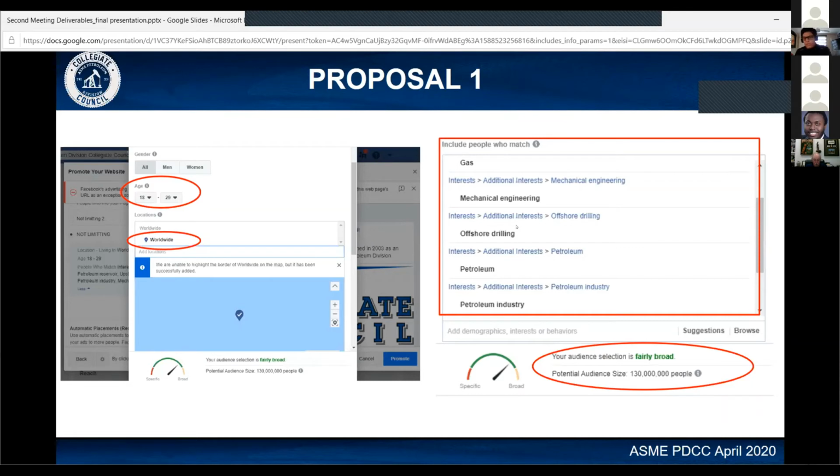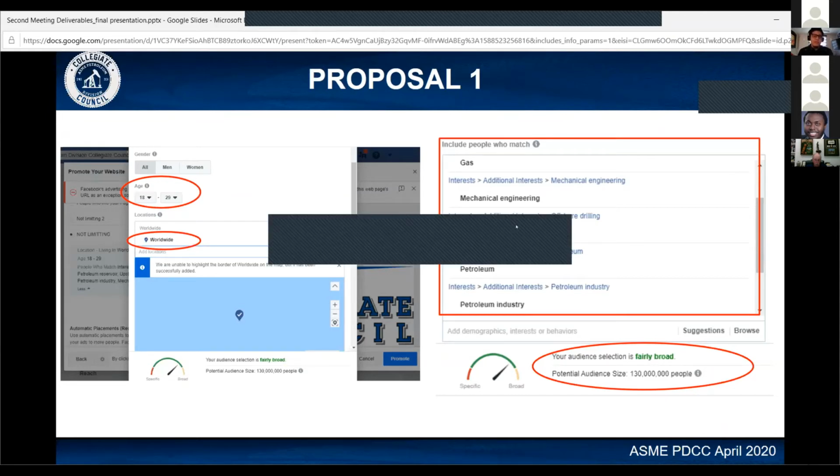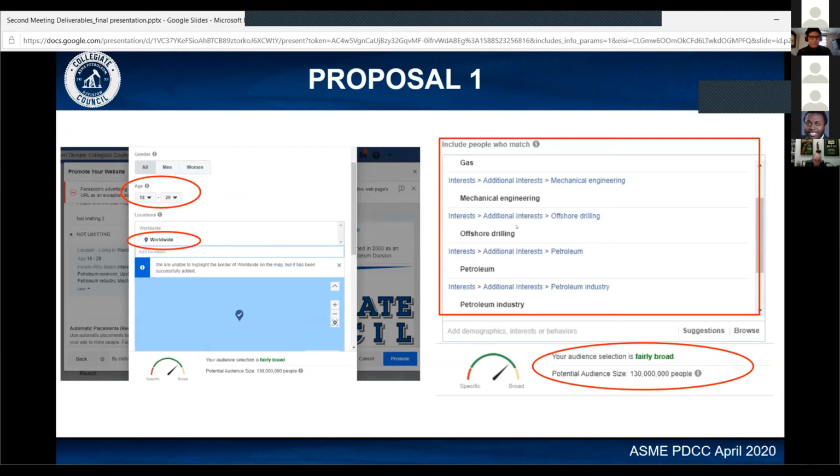We also choose specific people because we include their interests, what they are looking for on social media: the oil and gas industry, mechanical engineering, offshore drilling, petroleum, energy. And this gives us a good amount of people who could become potential applicants for the future of this collegiate council. Next slide, please.